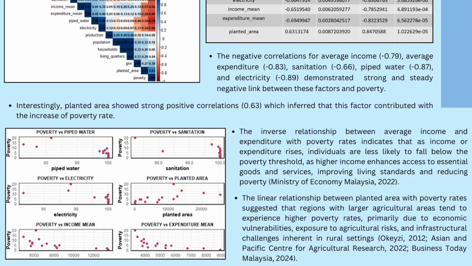Looking at basic amenities such as piped water, sanitation, and electricity, we see that better access to these basic amenities is associated with a lower poverty rate. This study highlights the importance of government investment in access to basic amenities to improve quality of life and economic opportunities for communities.